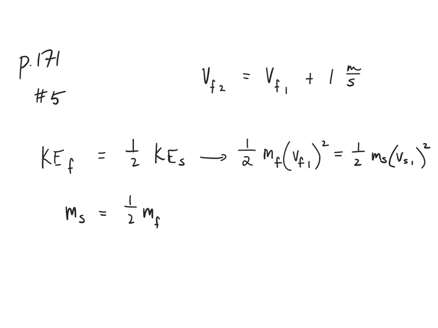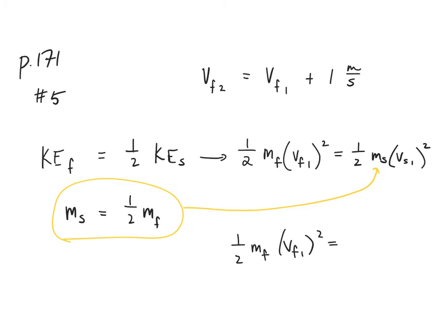Yeah, so we could either get rid of this 1/2 by moving it over, but what can we do with these equations together is what I'm saying. Substitute. Yeah, substitute, right? The mass of the sun is 1/2 of the mass of the father. So let's replace that in the equation right there for the mass of the sun. So this equation then becomes 1/2 the mass of the father times the father's velocity the first time squared equals 1/2, and I've got 1/2 mf, that's replacing ms, and then vs1 squared.